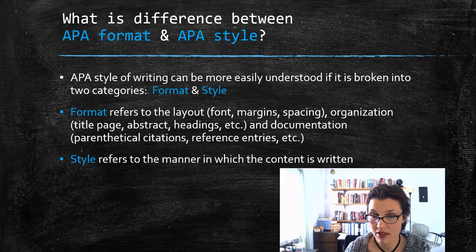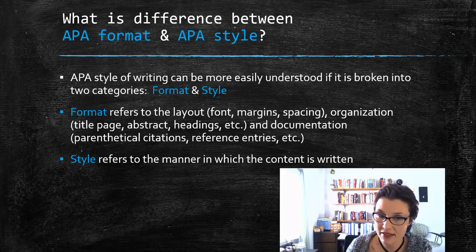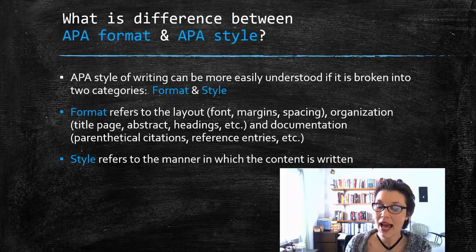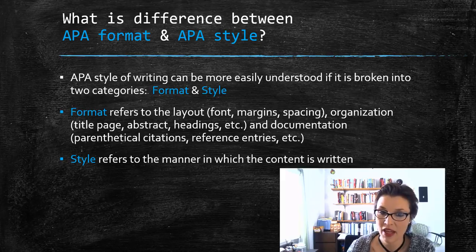The other component to APA writing would be style. And even though most people call all of it style, remember, we're breaking it into two components, format and style. So format's the physical layout of the paper, all the pieces, and then style is actually the manner in which the content is written. So it's how you are writing your paper, how you're writing the actual content, the actual text of the paper. And so if we start looking at it in these two ways, I think it's going to make it easier for you to understand.